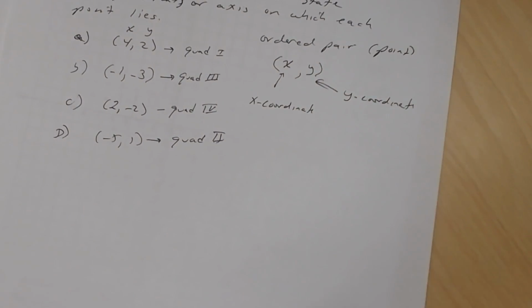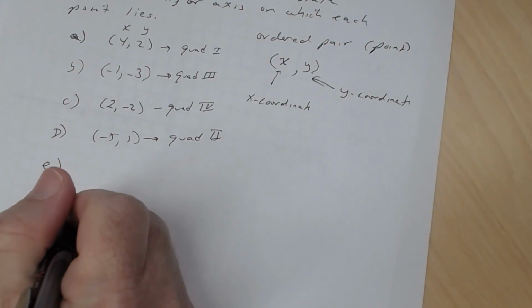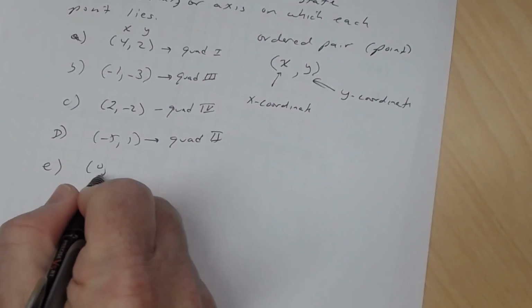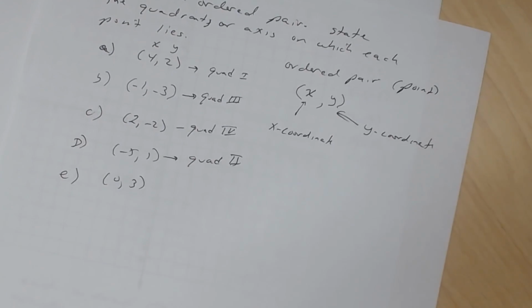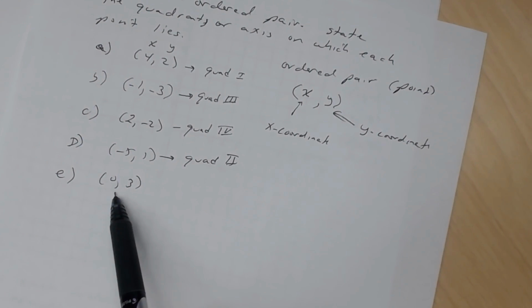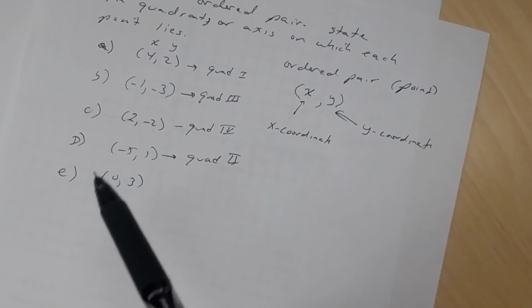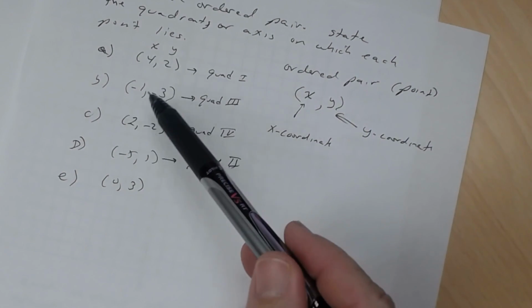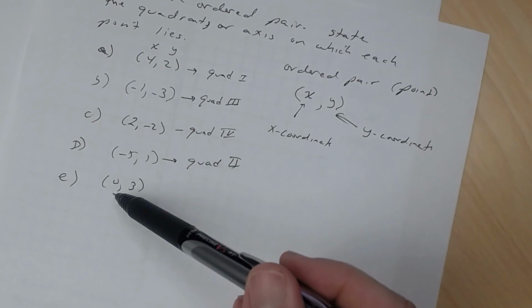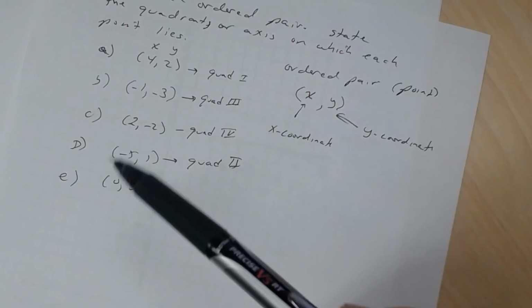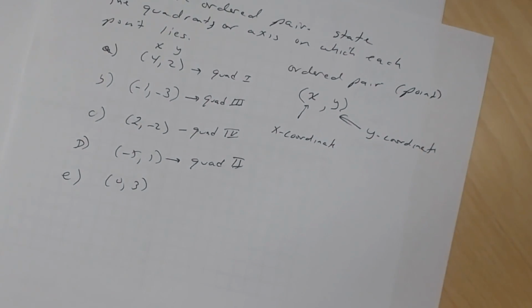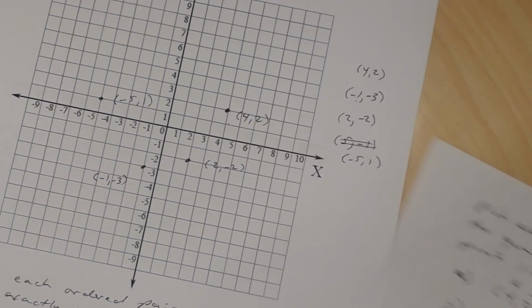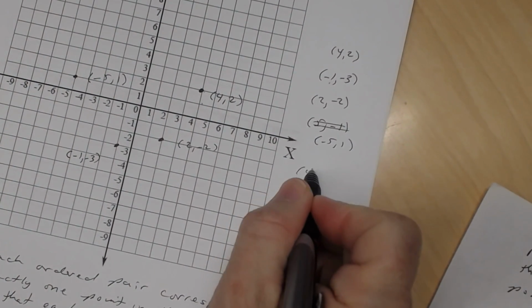All right, E. Suppose this time I want to plot the point 0, 3. Now, students have trouble when one of the coordinates is 0. They don't have any issues when the coordinates are non-zero numbers like these. But when it's 0, they tend to have an issue. So be a little bit careful. Let's look at the point 0, 3.